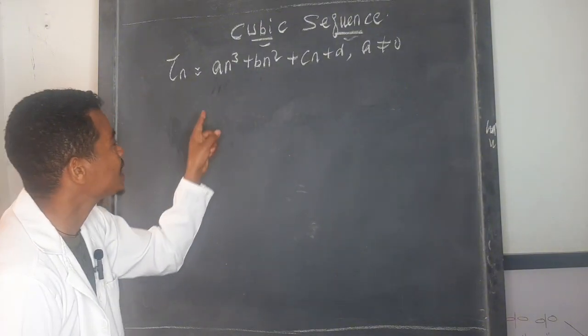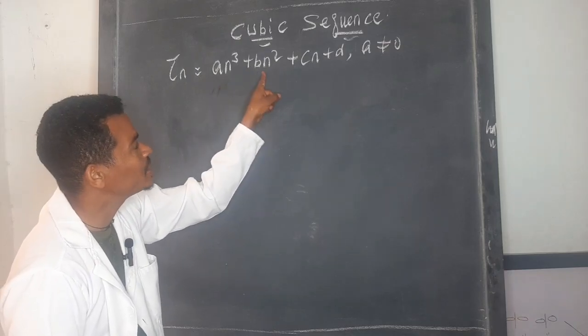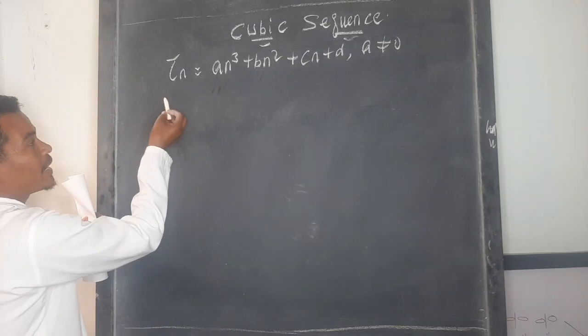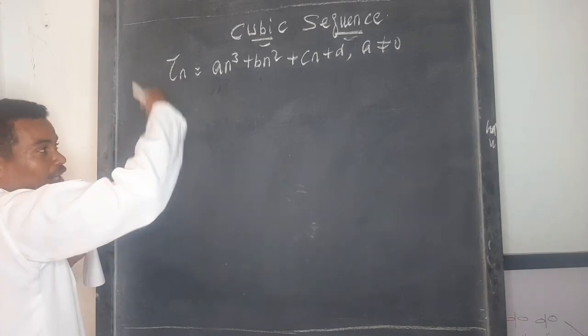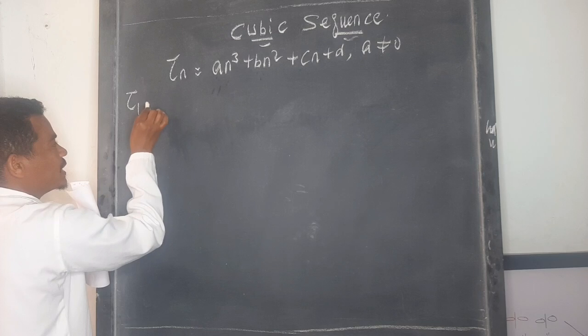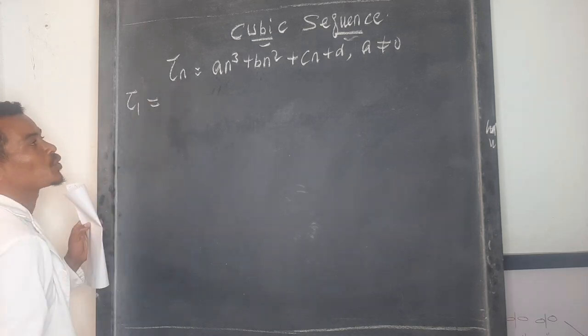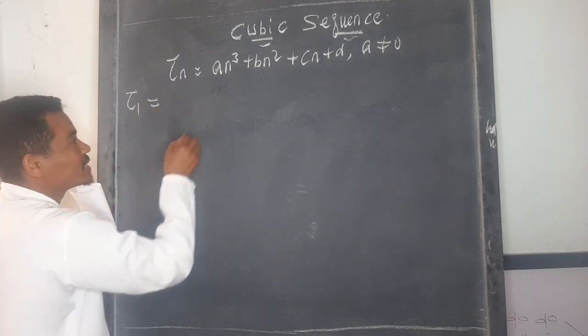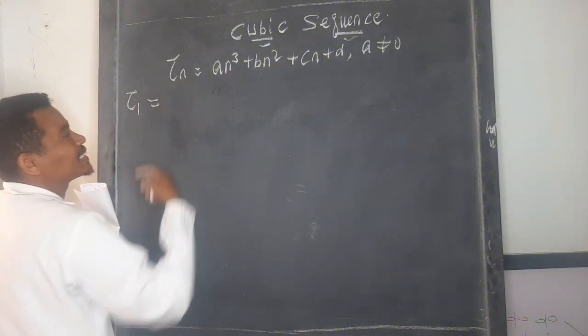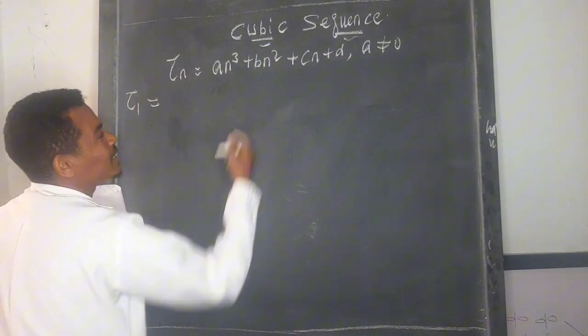So in this case, how can we find the values of a, b, c and d? Okay, now let's list some terms of this sequence. For example, t1, that is the first term of this cubic sequence. That means inserting the value 1 in place of n.